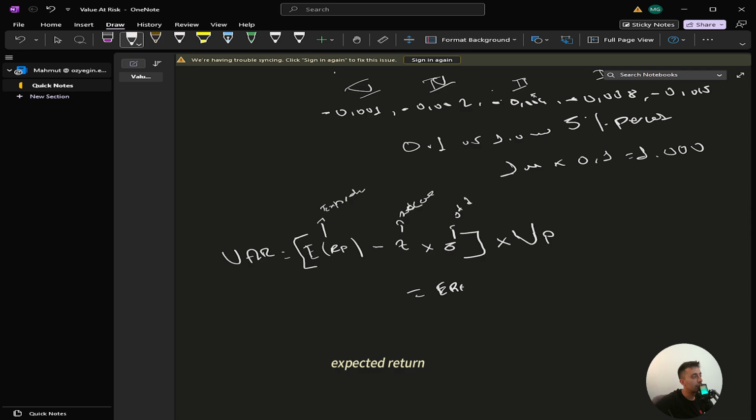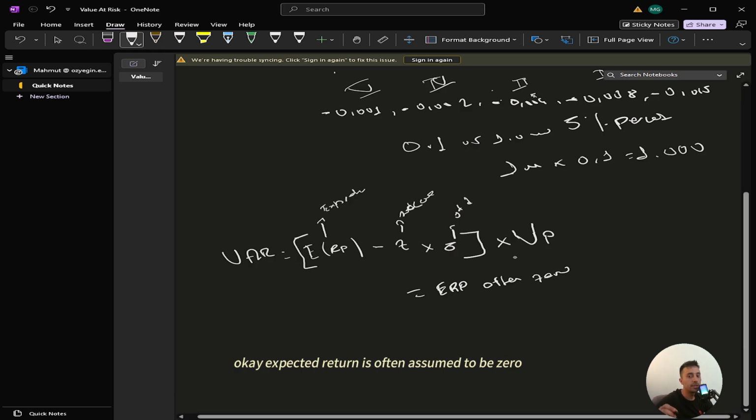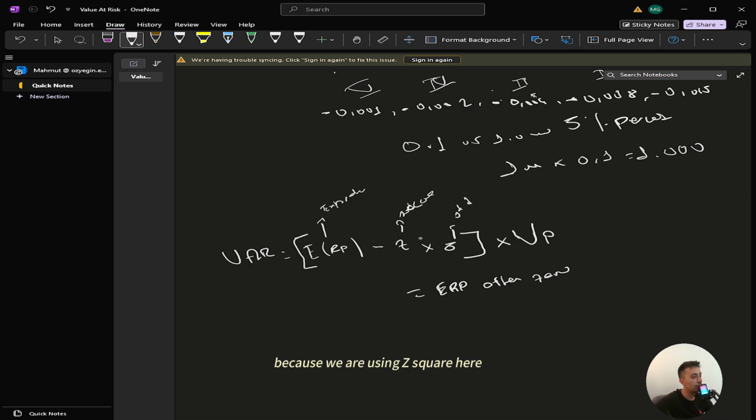Expected return is often assumed to be zero, because we are using z score here, and standard deviation is always based on the normal distribution. What does that mean? Mean is zero, guys. You know, variance is 1, mean is 0, skewness is 3, kurtosis is 4.